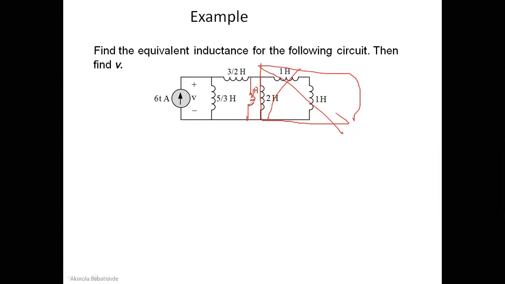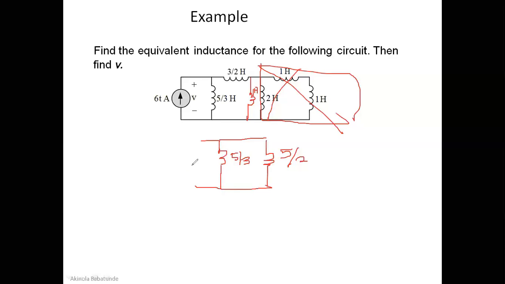So what you will find again is that these two are going to be in series, right? In this one in series, you have 3 over 2 plus 1. 3 over 2 plus 1 is the same thing as 5 over 2. So now you're going to have 5 over 3 here, right? And then you have another one here, 5 over 2 here. And then you have this connection this way, and then this goes to your source.